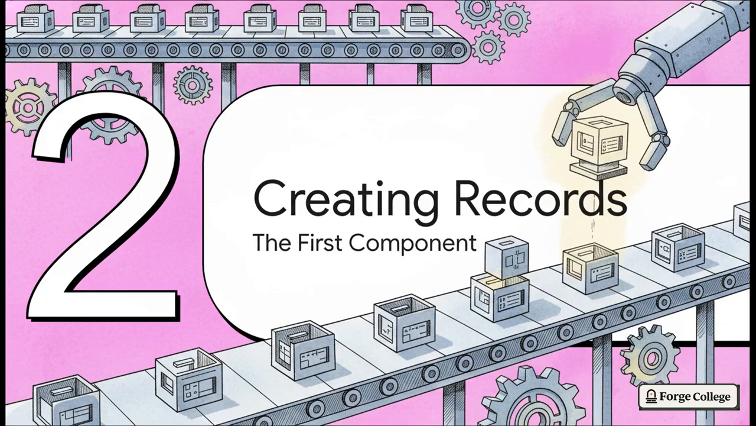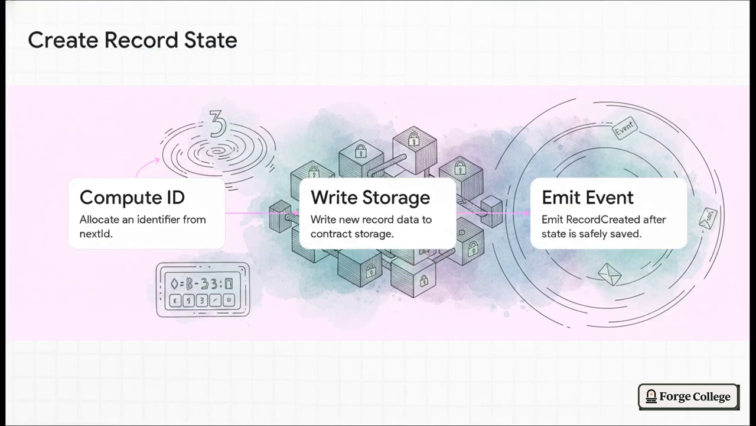Moving right along to Part 2, creating the record state, the first component. All right, keeping that golden rule in mind, let's fire up the assembly line. The real magic in our schematic is the exact sequential logic we use to build a new component from scratch. Step 1, we compute the new identifier, basically grabbing the next available ID. Step 2, we write that new record data directly to our contract storage mapping. Boom, the on-chain state is now strictly updated. And finally, Step 3, only after that state is securely saved to storage do we actually emit the record-created event.